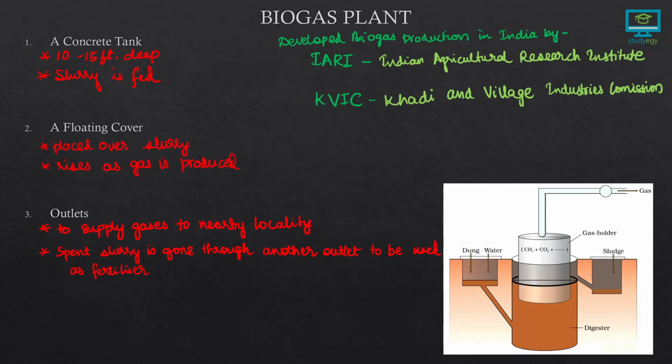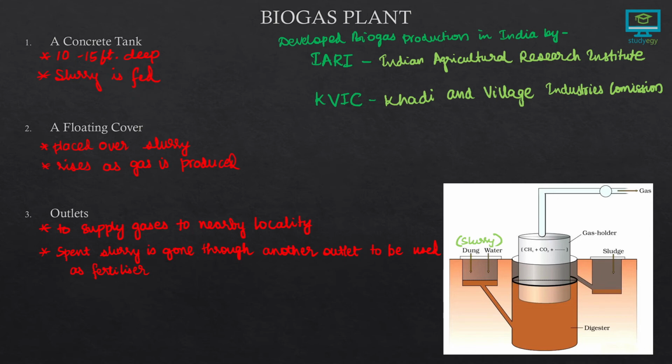Now coming to the biogas plant, it consists of three main parts. One is the concrete tank, which is usually 10 to 15 feet in depth, and this is the place where the slurry is fed. Here you can see slurry consists of dung plus water. So it is a concrete tank which is fed with the slurry.